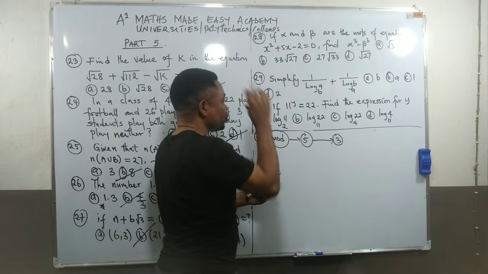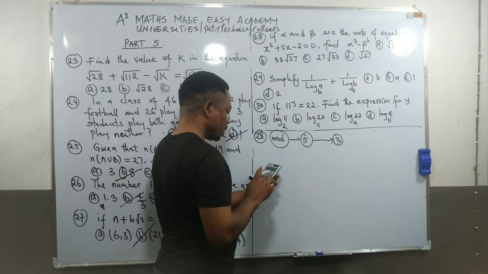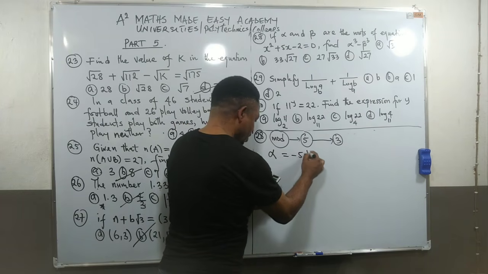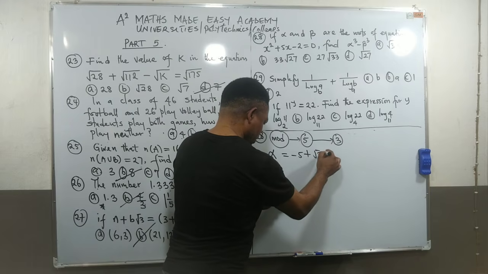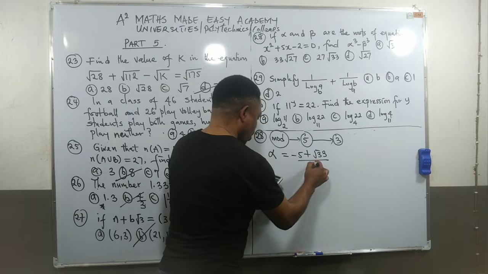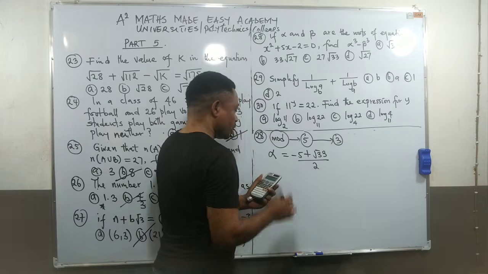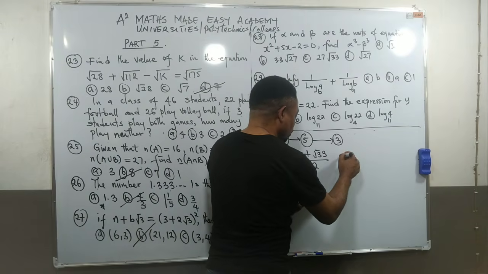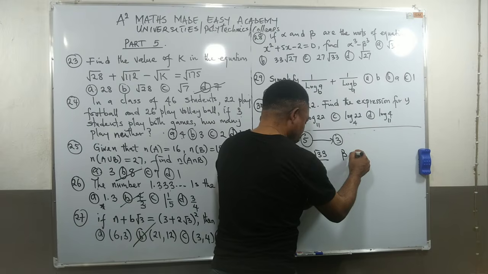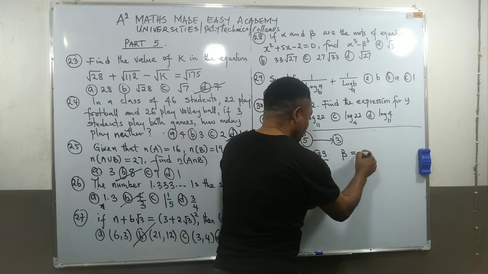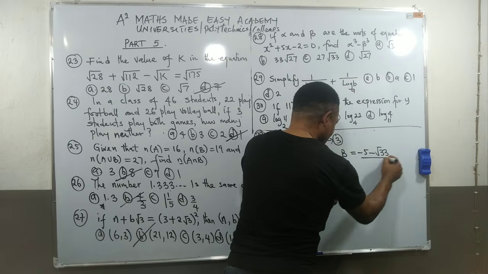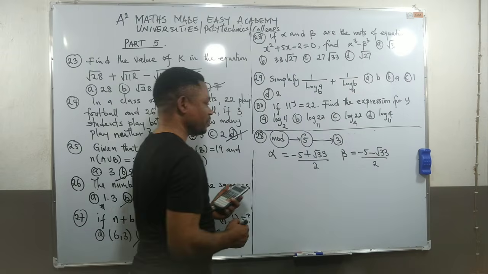Then let's expect two answers. Now punch equal to. Can you see that the first value, alpha, has given us minus 5 plus root 33, all over 2? Are you with me now? We call it alpha. Punch another equal to. It has given us x2, so that one is called beta. What's the value? Minus 5 minus root 33, all over 2. Have I made myself clear?